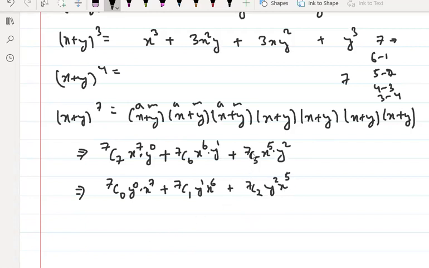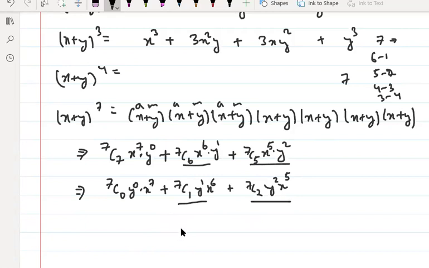Now, if you observe, 7c5 and 7c2 are equal. So basically, this term and this term are equal. 7c6 and 7c1 are equal. So actually, it is just the same thing. Right, everyone?